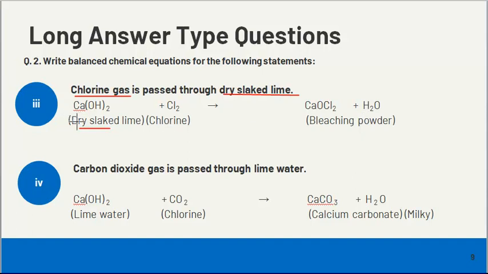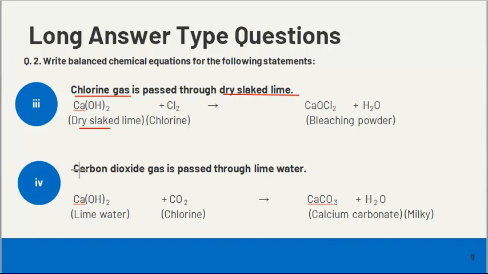So balancing this equation, calcium is balanced on both sides. There are 2 oxygen on the left side and 2 on the right side. Hydrogen is also 2 on the left and 2 on the right side, and chlorine is also balanced. This is a balanced equation.